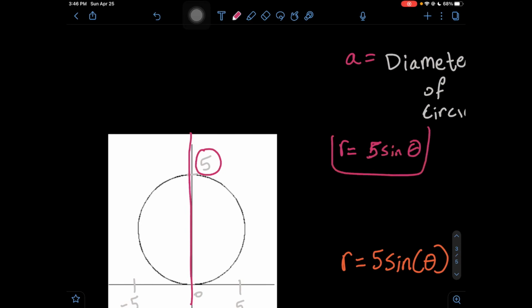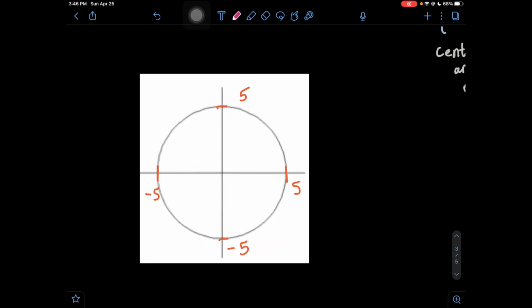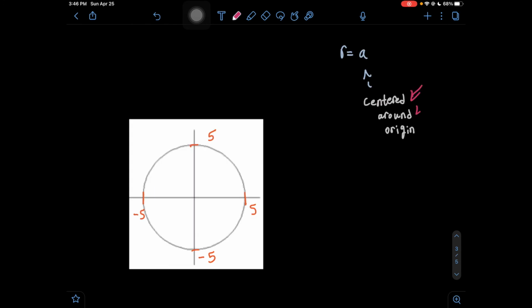That was really simple. Now let's go ahead and do one more practice problem for circles. This one we can also see that we have a diameter of 5. Well, for this type of circle where it's centered around the origin, the equation is just r equals a again, still being your diameter. So now we can see that the diameter is 5, so it's just r equals 5. And remember, this is only when the circle is going to be centered around your origin.